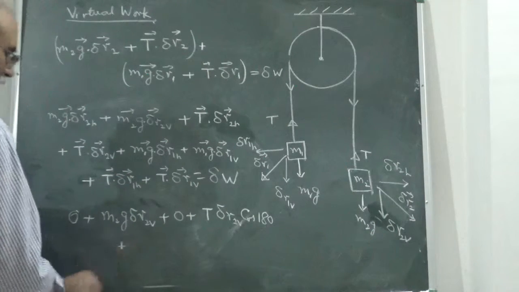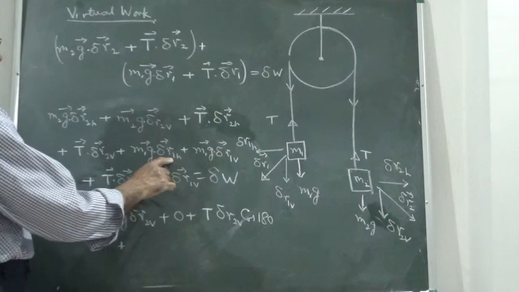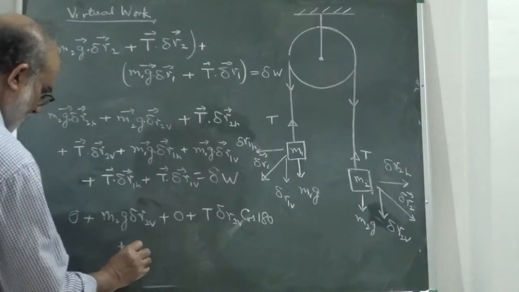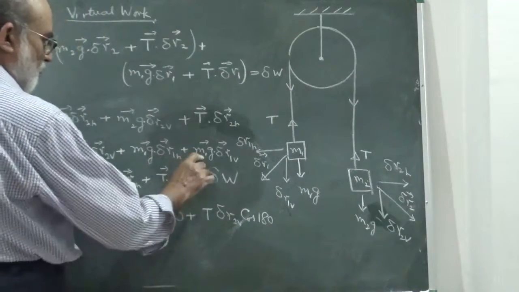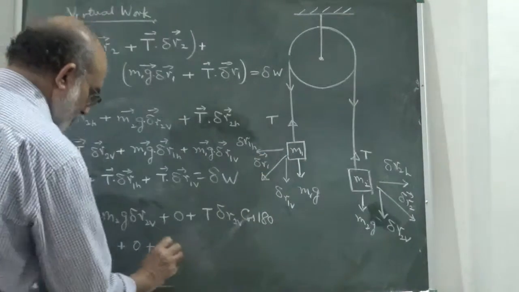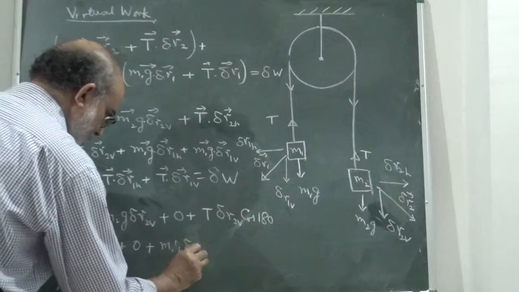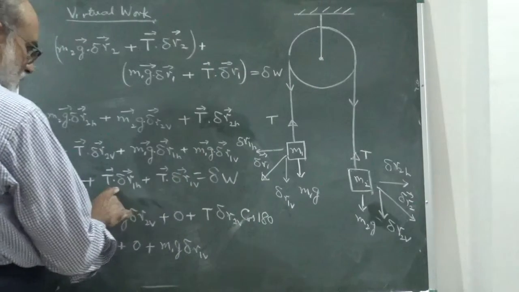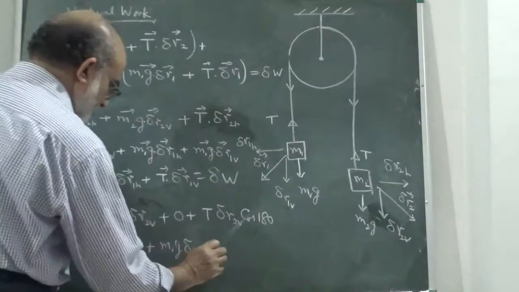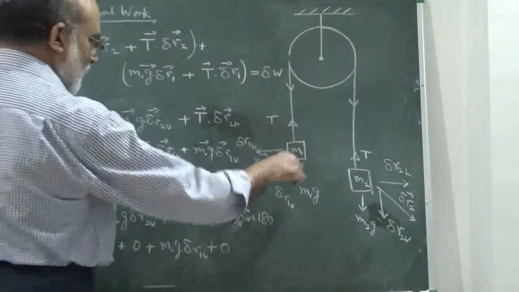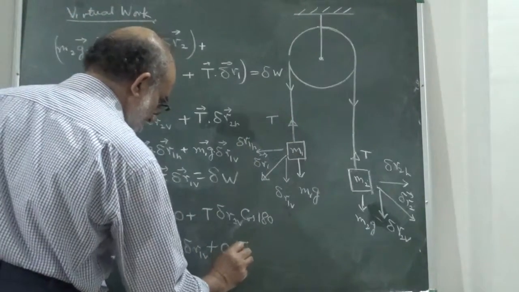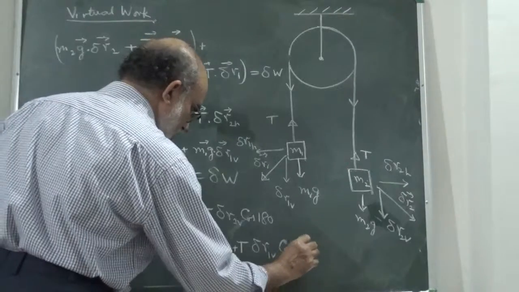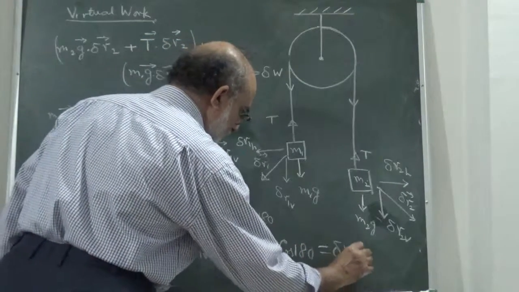Plus M1G dot delta R1 horizontal, which is at 90 degrees, so this is 0. Plus M1G delta R1V, parallel. Again the horizontal component makes 90 degrees, the vertical 180 degrees, so it is plus T delta R1V cos 180, and this is the total work done.